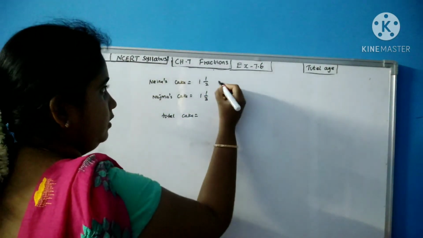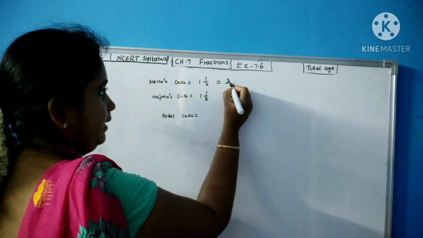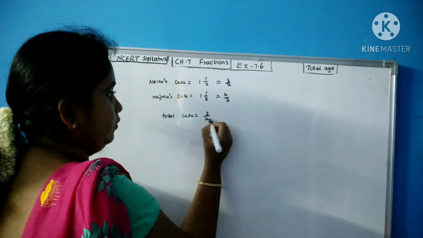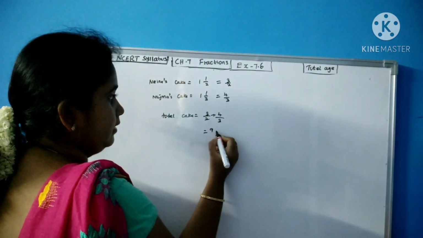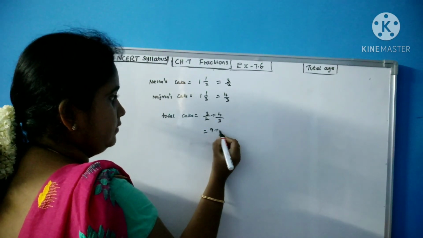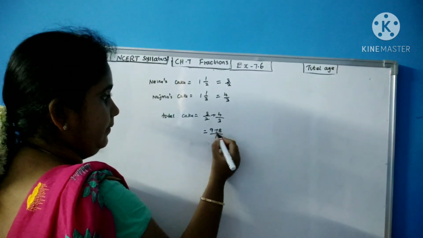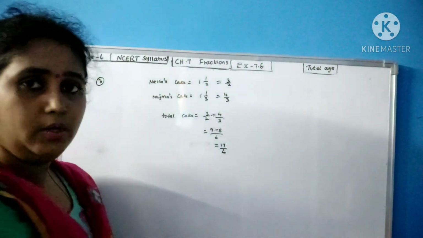So you have to convert to improper fractions. 2 into 1 plus 1, so 3 by 2. Here 3 into 1 plus 1, 4 by 3. So 3 by 2 plus 4 by 3. 3 3s are 9 plus 4 2s are 8, divided by 2 3s are 6. So 8 plus 9 is 17 by 6. 17 by 6 is the total piece of cake.